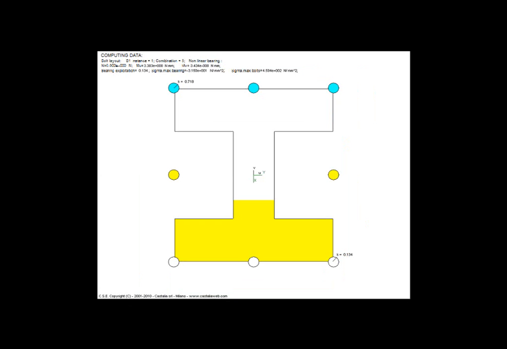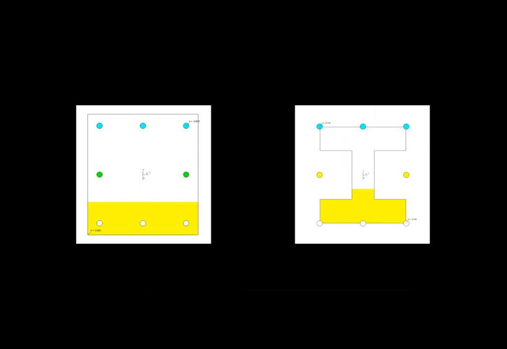The nonlinear computation would have given a different compressed area, typically closer to the welds. The reacting part in yellow is clearly not a rectangle, but T-shaped. This is how it compares to the previous situation.